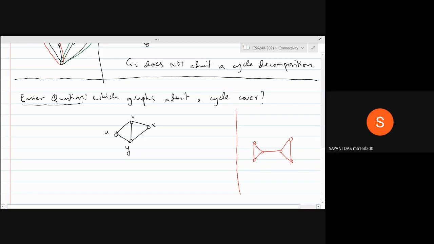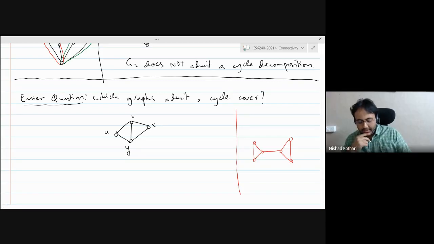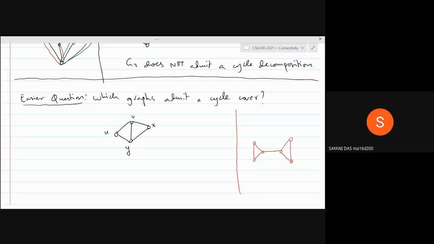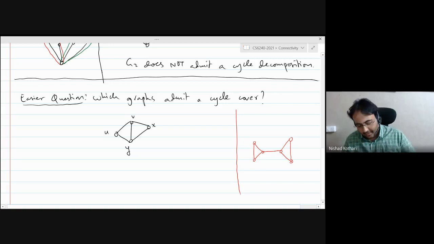No. Thank you. Why is that the case? Because it has a cut edge, right? So a cut edge is a problem because a cut edge is not in any cycle. Therefore, you cannot cover it using cycles, right? So this graph does not have a cycle cover. And what about the graph on the left? Does it have a cycle cover?